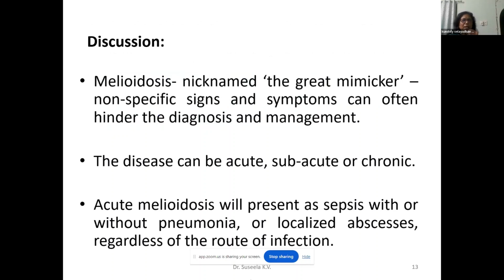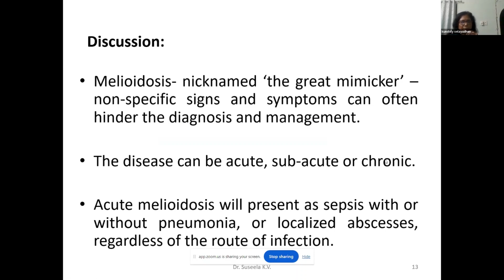To discuss, melioidosis is nicknamed the great mimicker because of non-specific signs and symptoms which can often hinder diagnosis and management. It can be an acute case, where the patient may come with pneumonia and septicemia, or it can be subacute, maybe an abscess somewhere in the soft tissue, or chronic with a TB-like appearance.